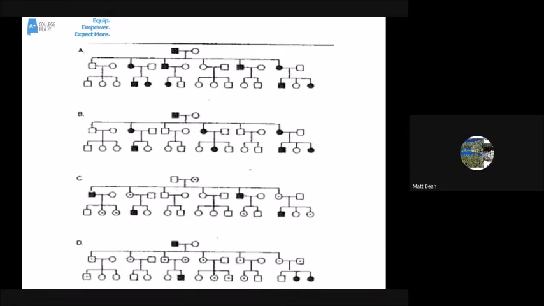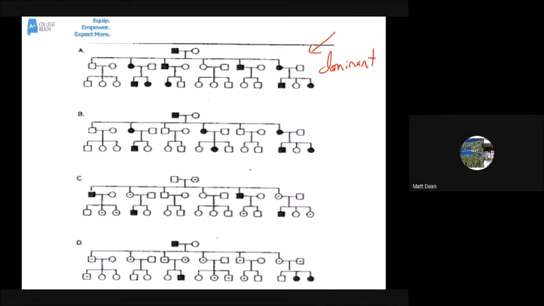All right, I want to move through these fairly quickly. So again, the first question you want to ask is, does the trait skip generations? And we see in A, there are affected individuals in every generation. So that hints to us this might be a dominant trait. The next thing, are there carriers that are marked, or do there seem to be carriers that aren't marked? And again, that doesn't seem to be the case in this pedigree. So that leads us to believe this is probably dominant. The trait isn't skipping generations. There don't seem to be any carriers.